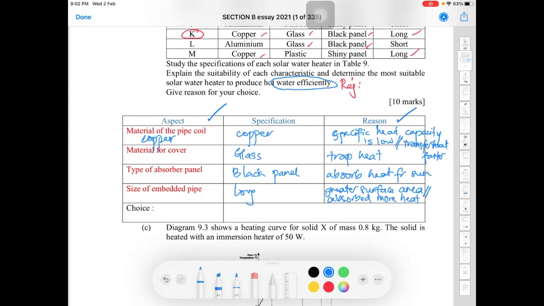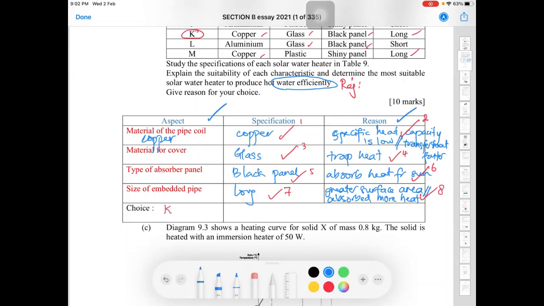Okay, alright. So you dah ada dah semua ni. Macam mana kita dapat markah? Okay, so you dah cakap copper 1 mark and then you dapat specific capacity 2nd mark. Glass is 3rd mark. Ini 4th mark. Black panel 5th mark. Ini 6th mark. This one 7 mark. And this one is 8 mark. So mana 9? Bila you make a choice. So your choice is K.